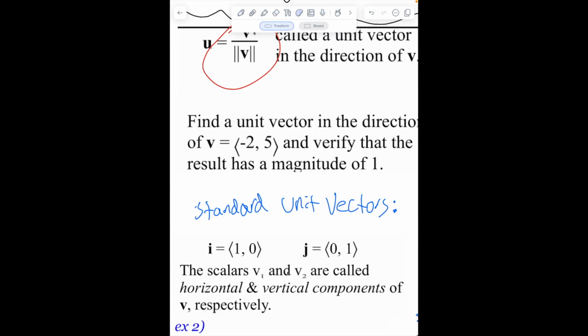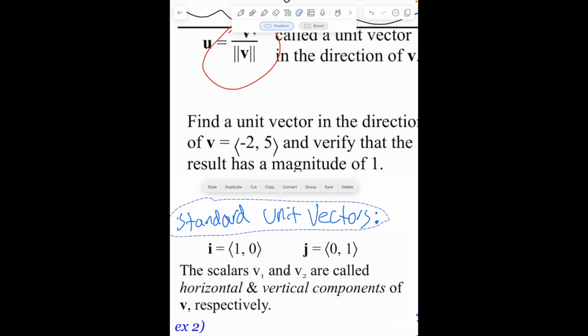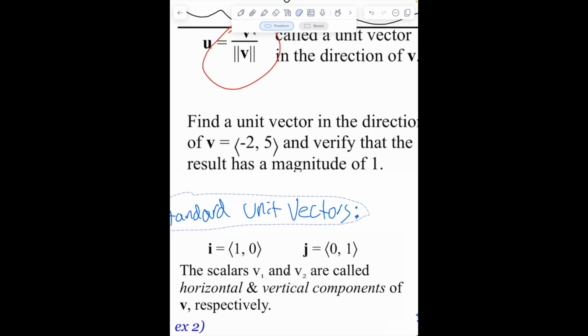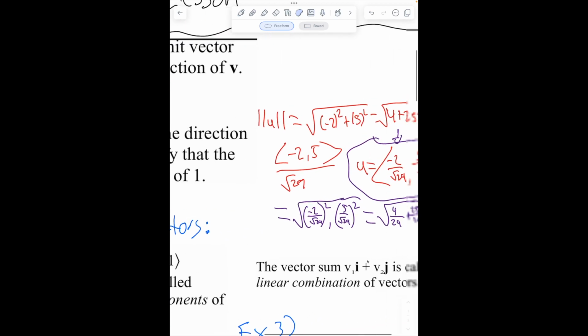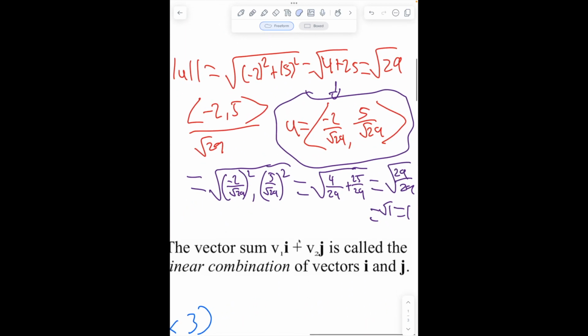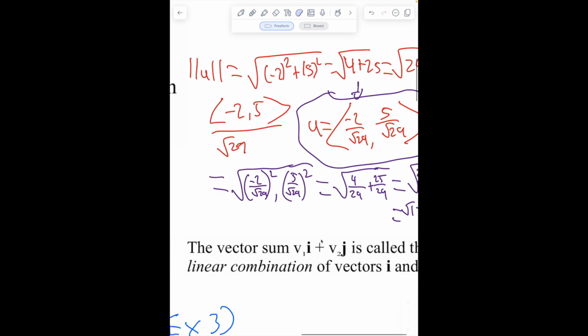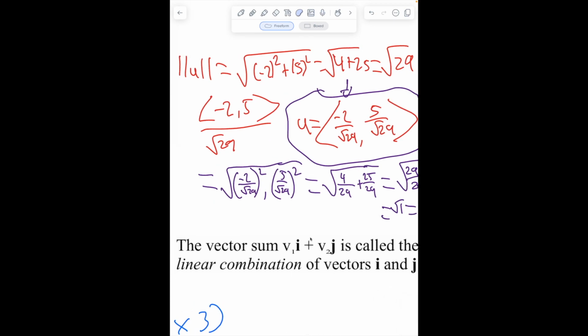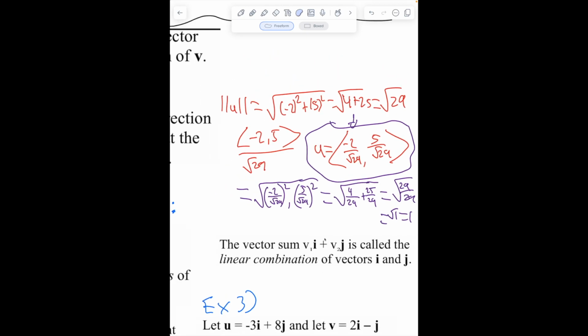We have 2 standard unit vectors, i equals 1, 0 and j equals 0, 1. Then we can multiply those by v1, which we're going to call the horizontal component, or v2, the vertical component, and we could get any linear combination out of that. So let's look over here. The vector sum v1 i plus v2 j is called a linear combination of vectors i and j, and we can write any vector in this form.